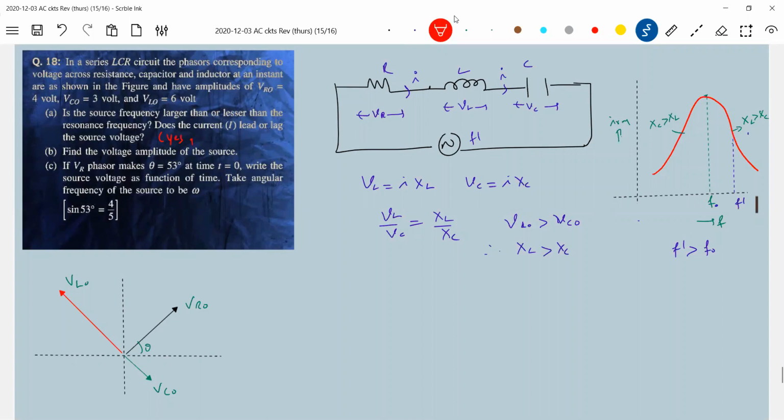Then does the current I lead or lag? Here it will lag, no? Here it will lead. Here, what is the thing? Zero phase. Lag or lead between what? Between applied voltage and applied current. Find the voltage amplitude of the source. What will be the voltage amplitude of the source at any instant of time? Also this is applicable, no?